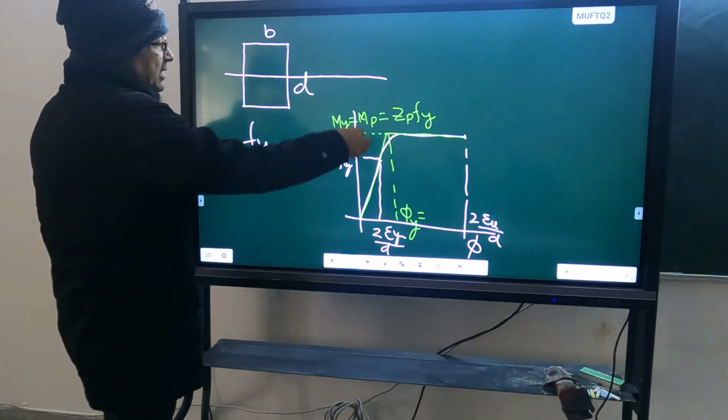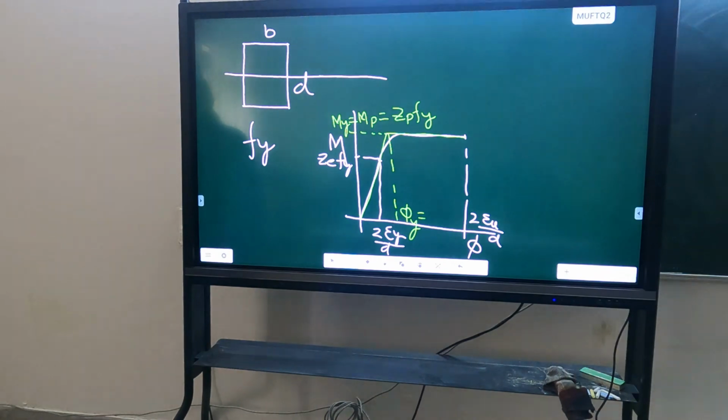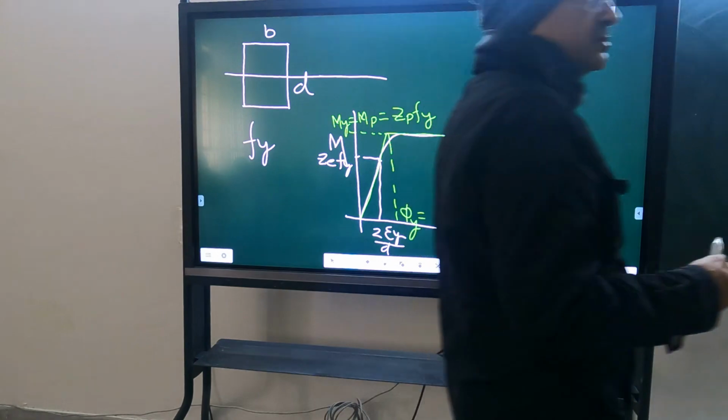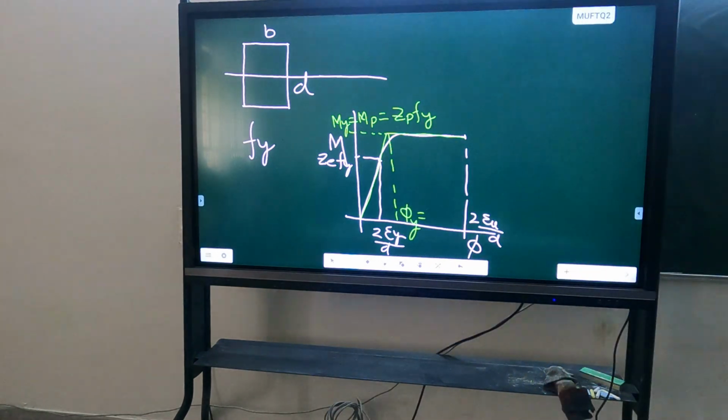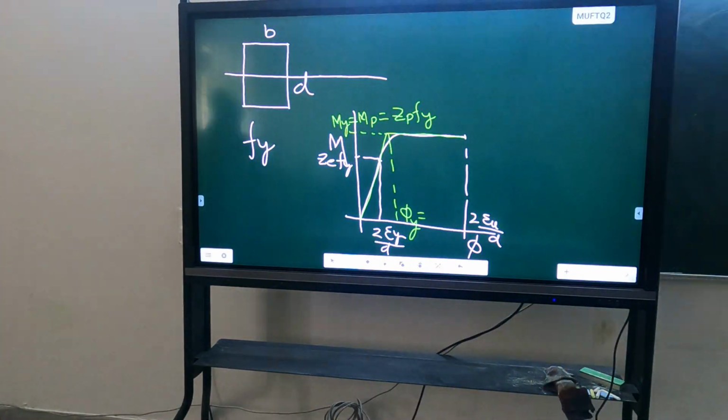So can you tell me what is the corresponding value of phi y? Simple. It's a linear relationship. So it will increase from phi y dash in the proportion of My by My dash. So how much is My by My dash? Both we have calculated yesterday. How much is Zp? Bd square by 4. And how much is Ze? Bd square by 6.